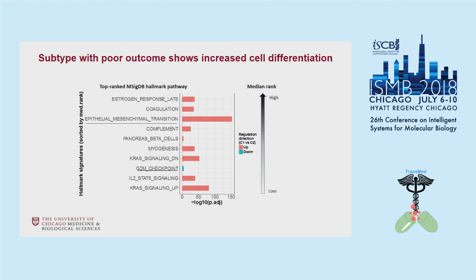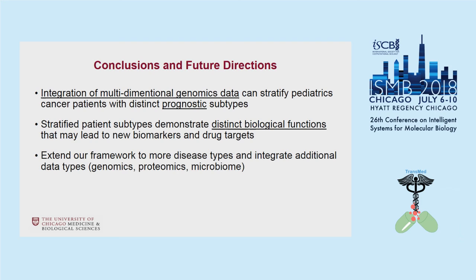So in conclusion, we're able to stratify pediatric cancer patients using an integrative approach. And those subtypes demonstrate distinct biological functions. We are in the middle of extending our framework to other diseases and hopefully to include more data types.